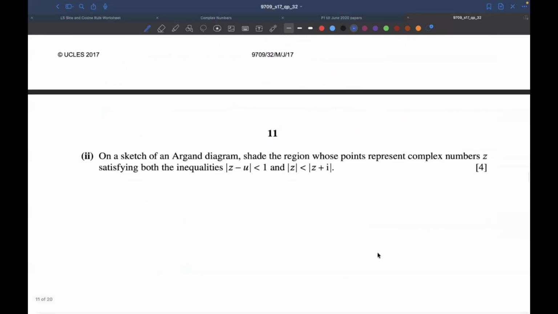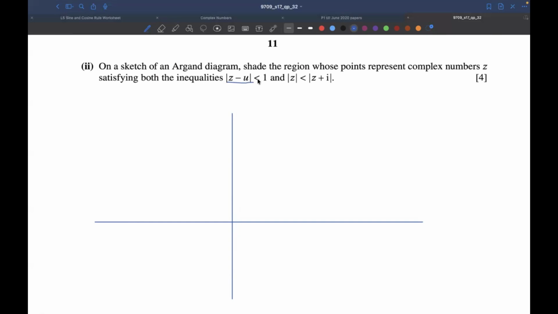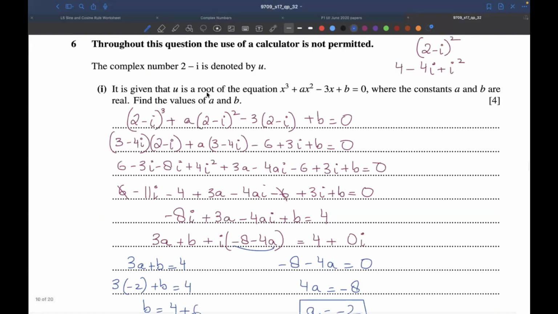In part 2, it says, on a sketch of an Argand diagram, shade the region whose points represent complex numbers z satisfying both the inequalities |z − u| < 1 and |z| < |z + i|. Now, what we should know is that this actually means that the distance of z from this complex number u is less than 1. So we already know what u is, and that is 2 − i.